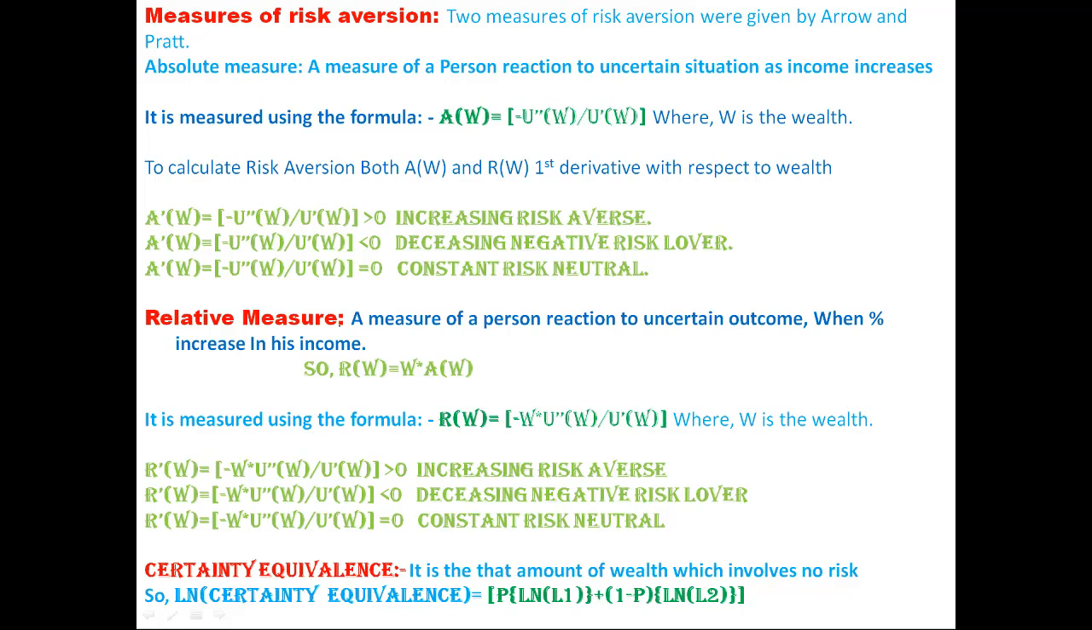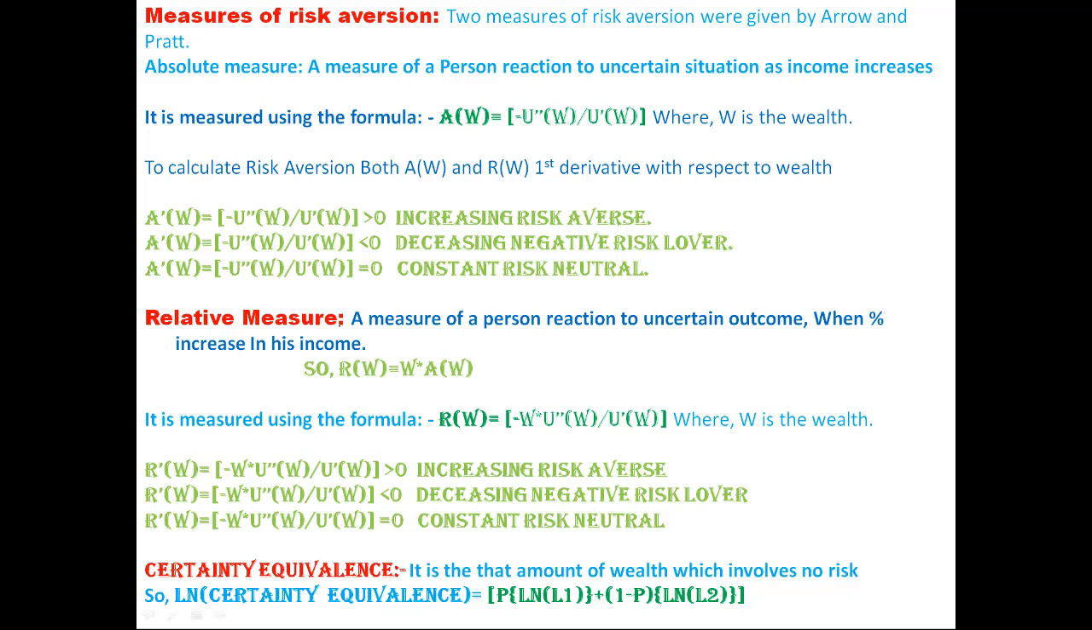Therefore, it is the decreasing, the negative risk lovers. As income increases, their putting in risk asset decreases. For this, the negative risk lovers. And as wealth increases, if there is no change, for this reason, constant, risk neutral. This is all about these things.